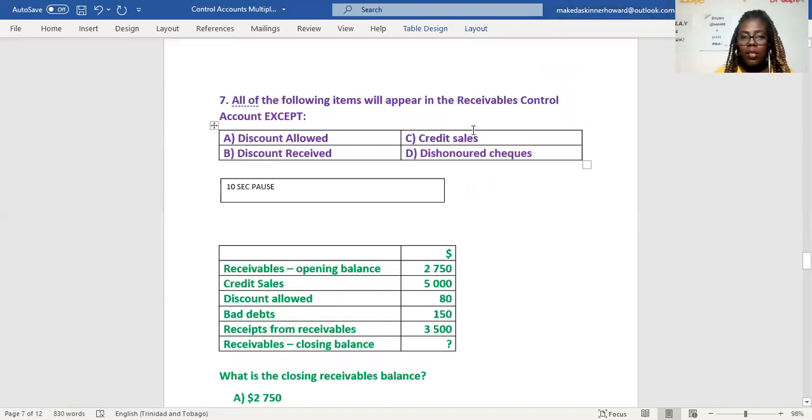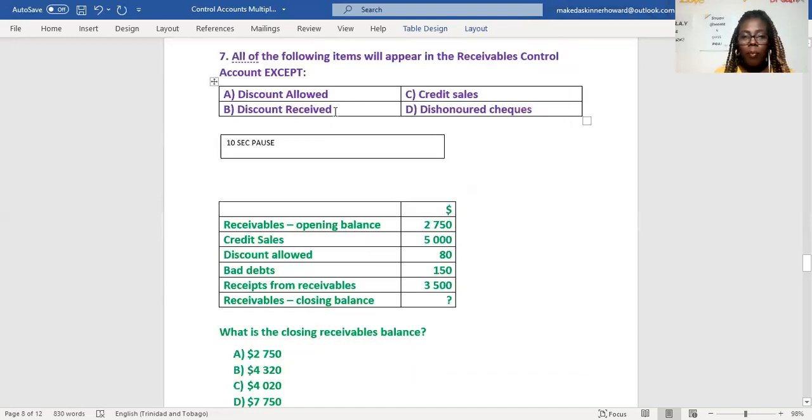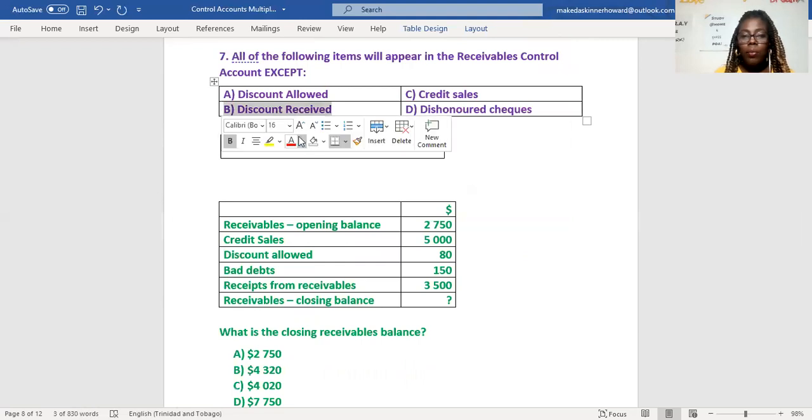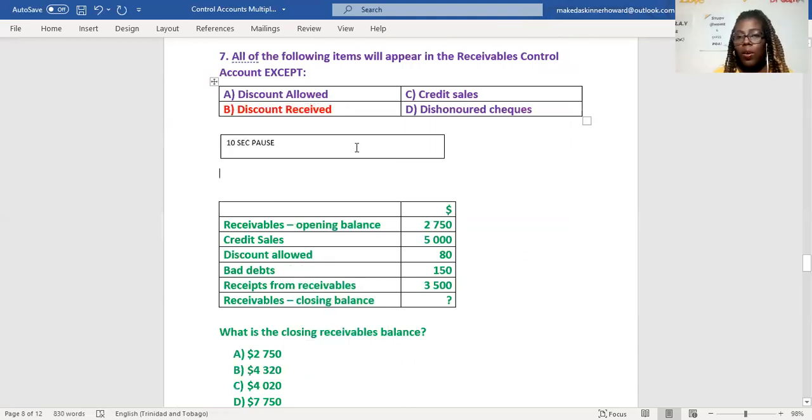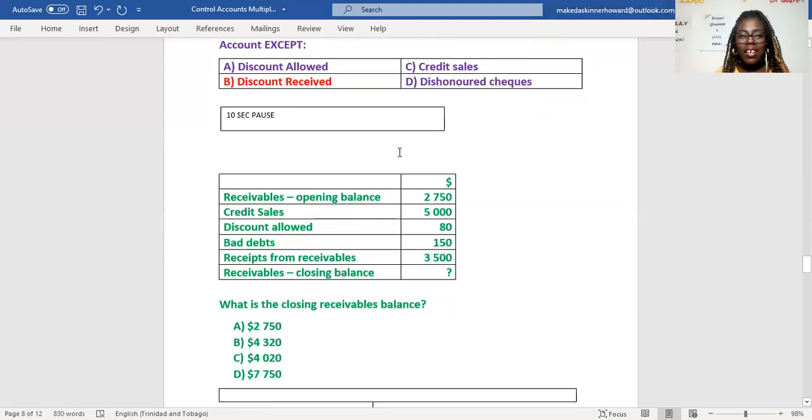So take your time with the question. You only have a minute and a half, right? But you still don't want to be in an extreme rush where you are not reading the questions properly. And it's very easy to select discount allowed instead of discount received when you're hustling. All right, so take a 10-second pause. It is a lot. All right, breathe in, breathe out. Let's look at another one.